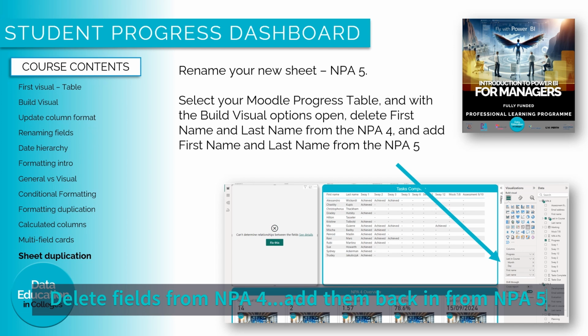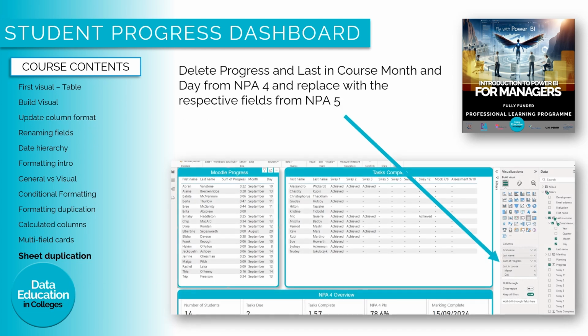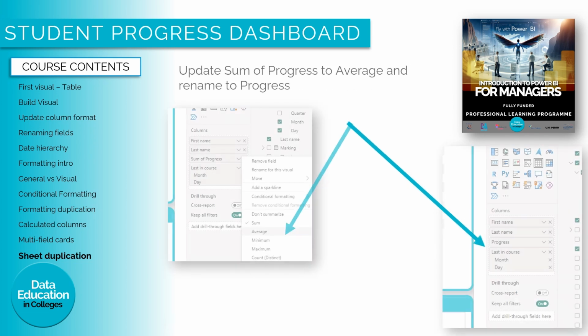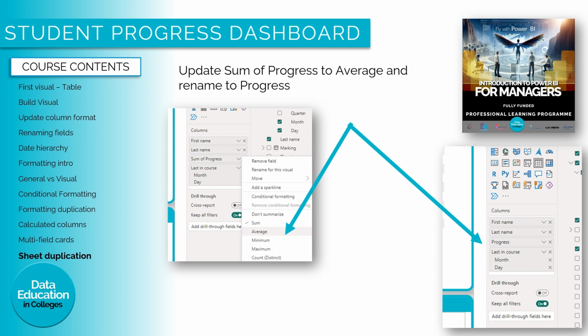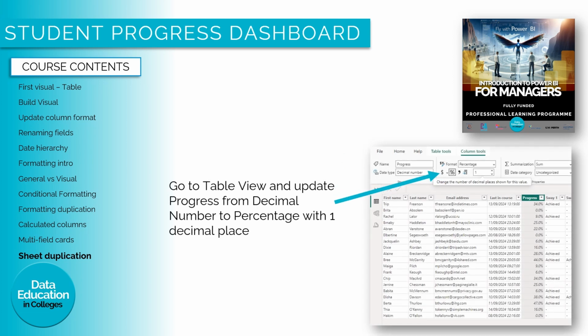So from your first visual, update first name and last name from NPA4 to NPA5, again with progress, again with last in course, and you just delete the field and drag the other one in. While we're on that, update the progress from sum to average. Table view, update to percentage and 1 decimal place.